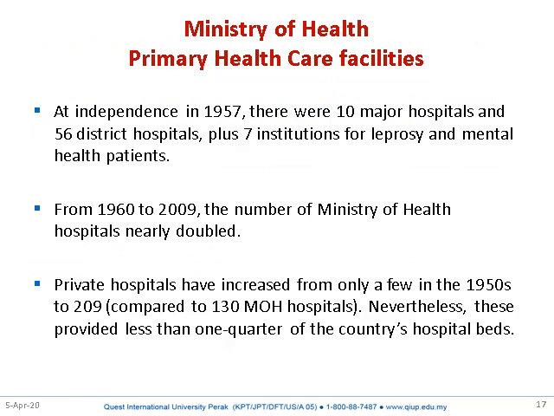Okay. At independence in 1957, there were 10 major hospitals and 56 district hospitals, plus 7 institutions for leprosy and mental health patients. From 1960 to 2009, the number of Ministry of Health hospitals nearly doubled. Private hospitals also increased from only a few in the 1950s to 209 private hospitals. So 130 Ministry of Health hospitals are there, 209 private hospitals are there.